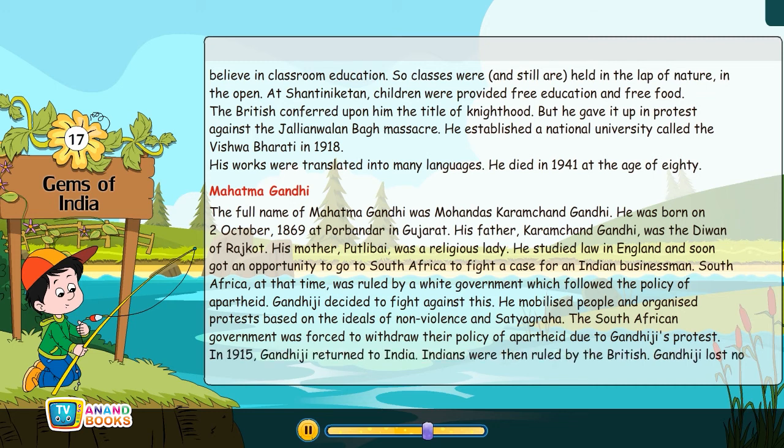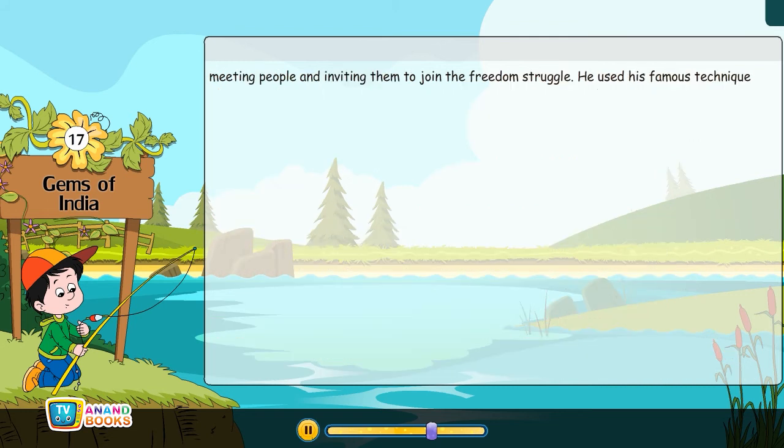In 1915, Gandhiji returned to India. Indians were then ruled by the British. Gandhiji lost no time to pick up the cause of Indian freedom movement. He toured all parts of the country, meeting people and inviting them to join the freedom struggle. He used his famous technique of truth, non-violence and non-cooperation.